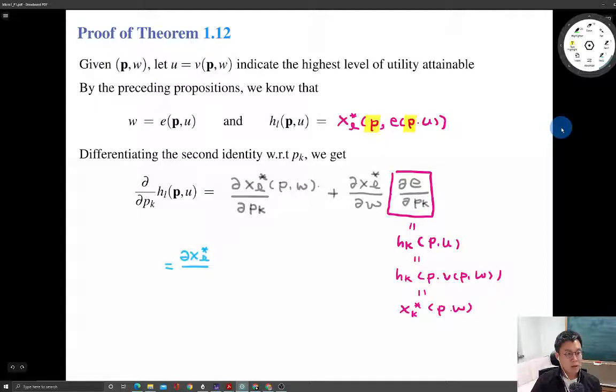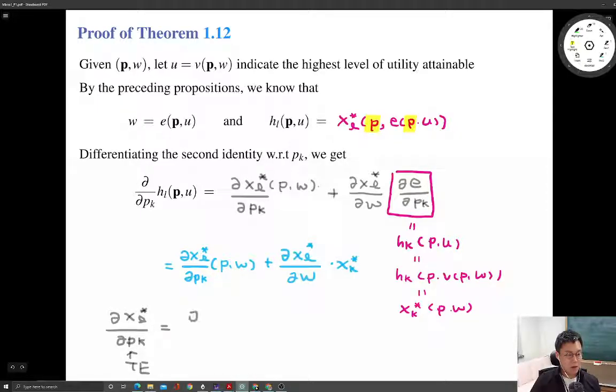The total effect on the demand for good L due to the change in the price of good K, plus this quantity times x sub k star, is equal to the responsiveness of the Hicksian demand for good L with respect to the same price change. Moving this term to the left-hand side, we obtain the Slutsky equation. So the total effect can be decomposed into the derivative of the Hicksian demand, which is the substitution effect, and this term.